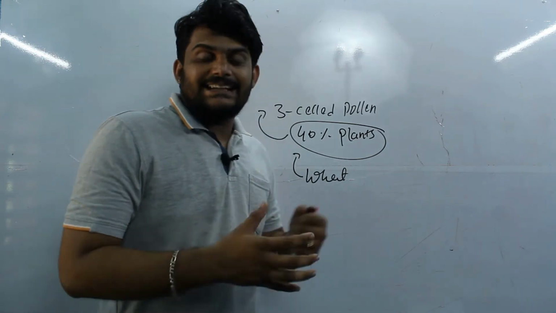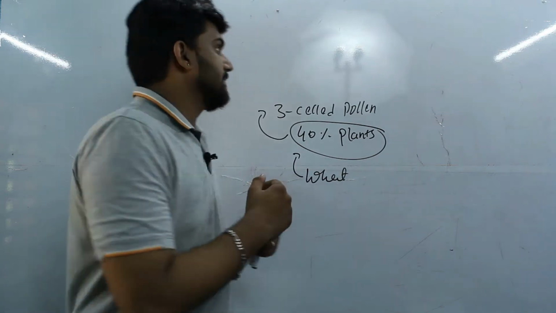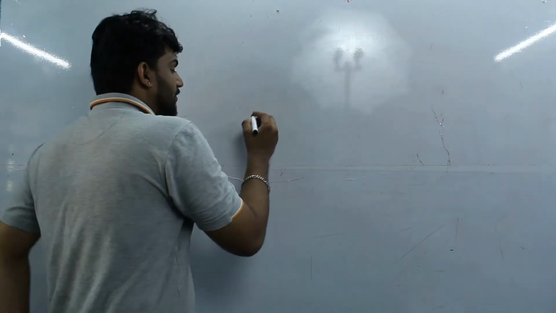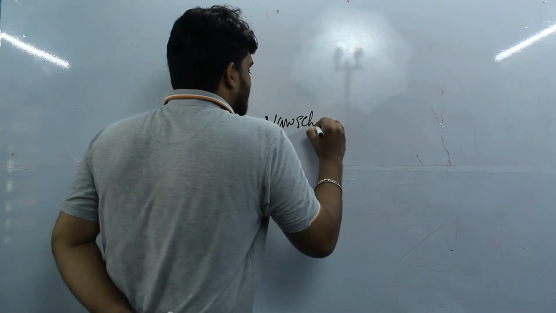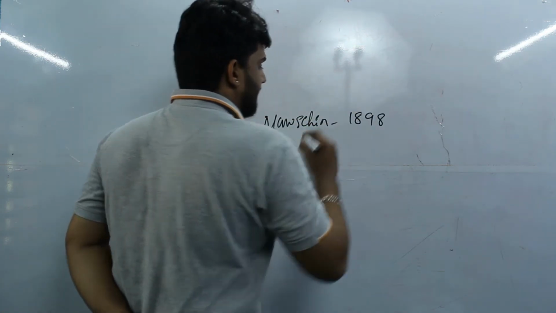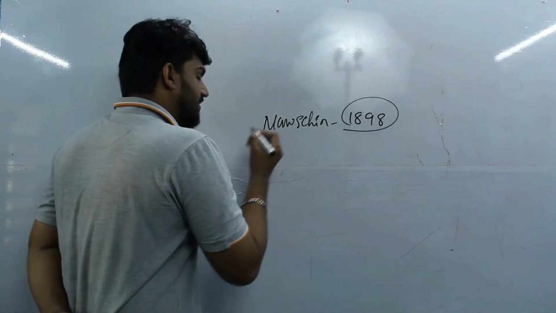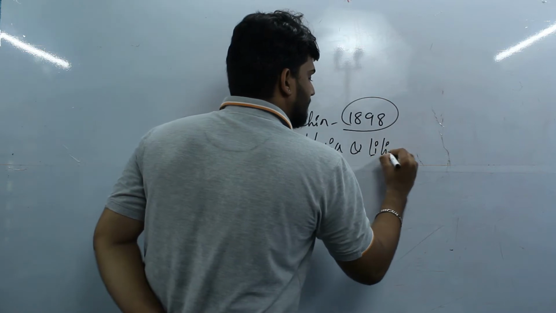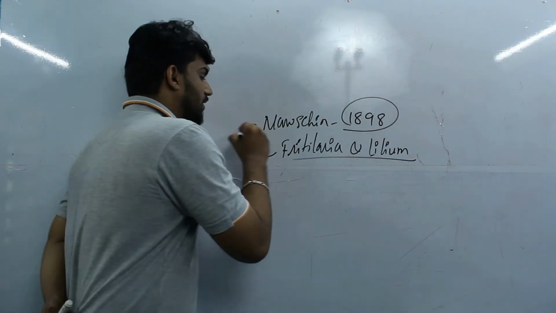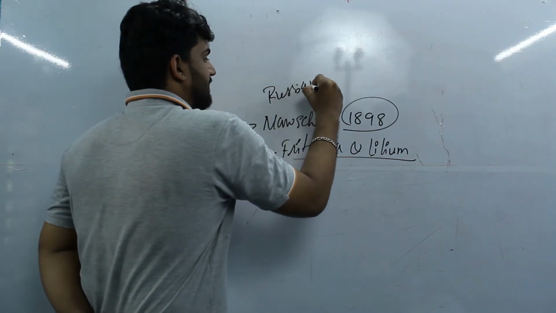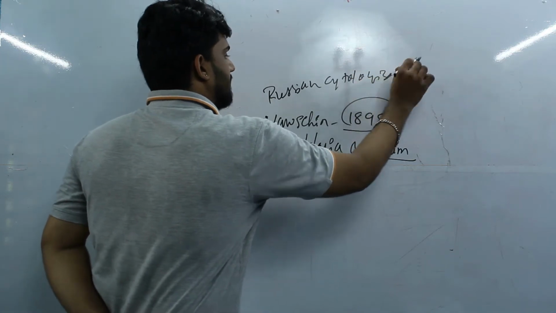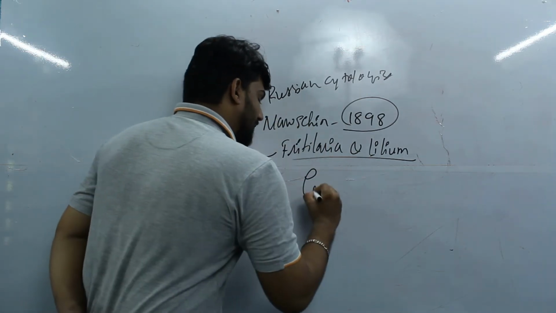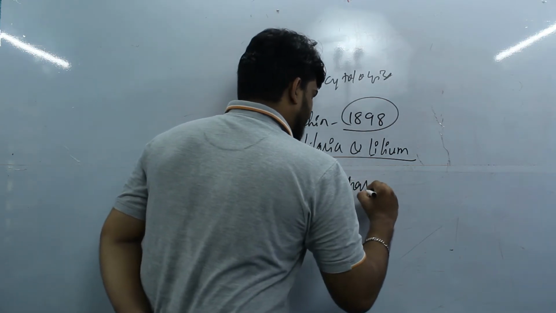So let's see exactly how the fertilization is going to take place. The phenomenon of double fertilization was first observed by a Russian cytologist known as Navashin in 1898. He observed this in the plants known as Fritillaria and Lilium. These were the two plants which Navashin, the Russian cytologist, observed. Soon after, in 1899, another scientist known as Guignard observed the same thing in the same plants.